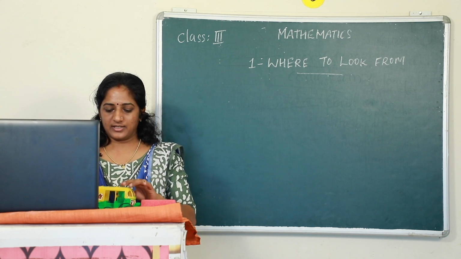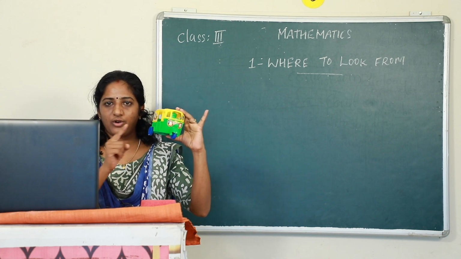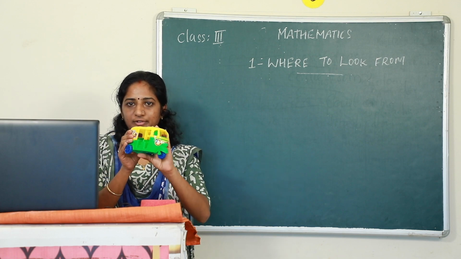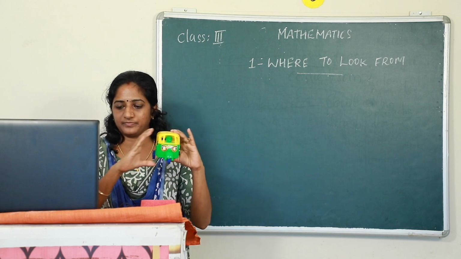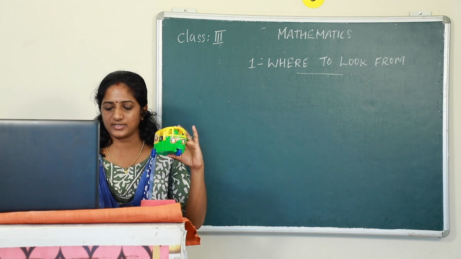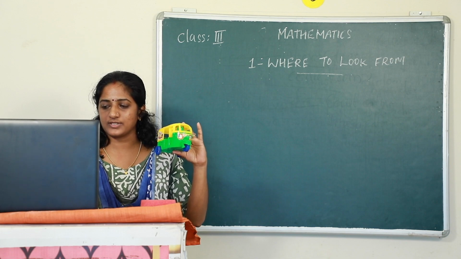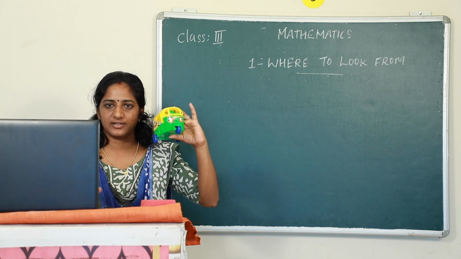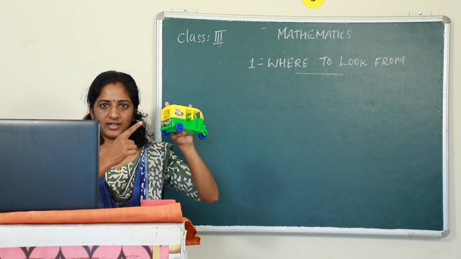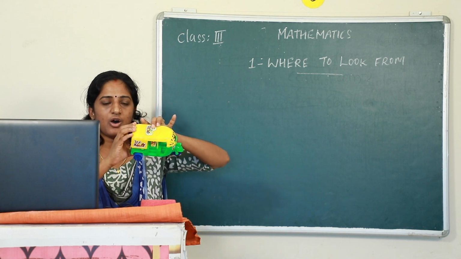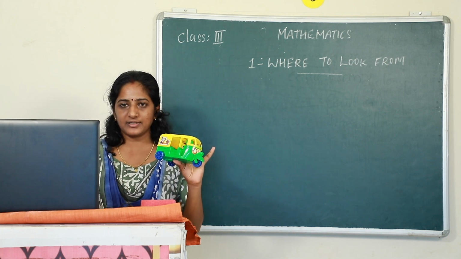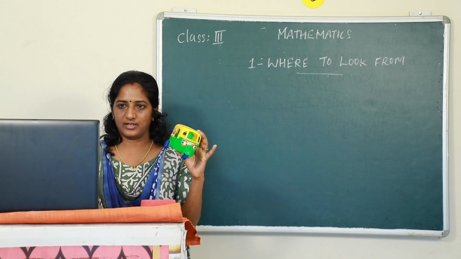For that, I will show you one auto rickshaw. This is a toy auto rickshaw. If I ask you to draw this auto rickshaw, how will you draw it? You can draw this way, this way, this way or this way. Am I correct, children? You can draw any way.